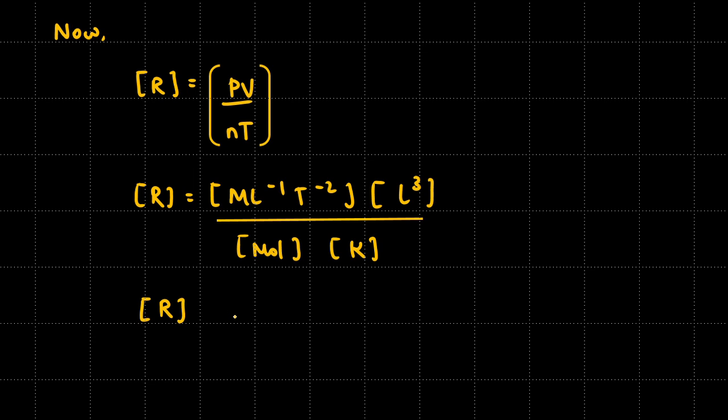So the dimensional formula of the universal gas constant will be, let's see, M. There is only one M, so it will be M and L. So there is L^3 and L^-1, so it will be L^2 T^-2 mole^-1 K^-1. A very big dimension, yeah, but it is the dimension of the universal gas constant.